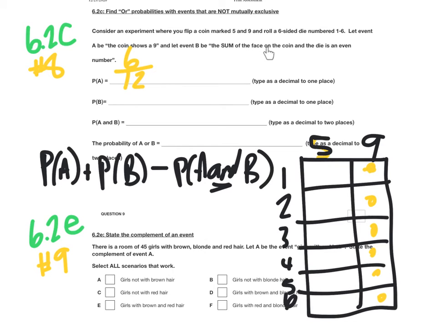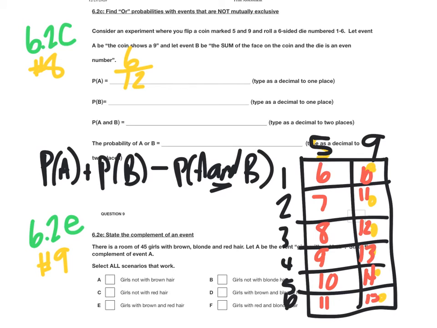The sum of the face on the coin and the die is an even number. So you want to go through and sum up what these would all be and which ones are even numbers. Now again, this might help you if you want to write the sums, you can. So 5 and 1 is 6, this is going to be a 10, right? We're going to have 7 and 11, we're going to have 8 and 12. They want to know which ones are even numbers. So let's just write them all out. 9 and 13, 10 and 14, and then 11 and 15.